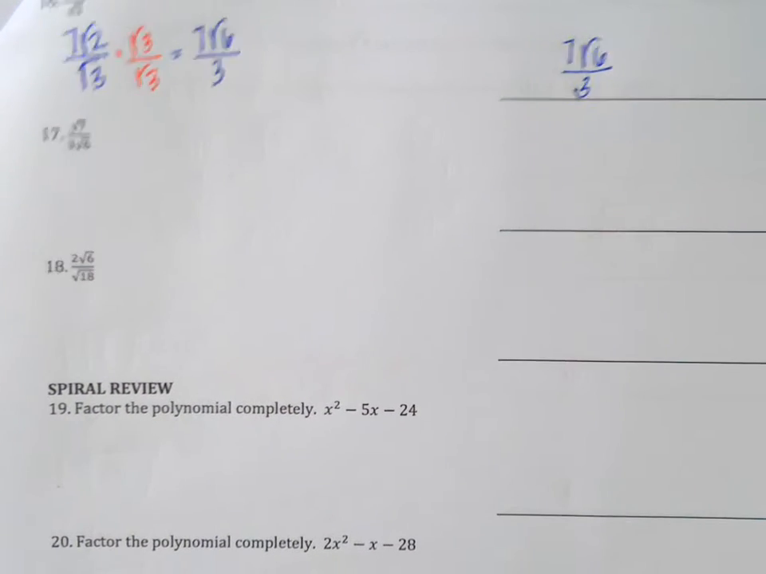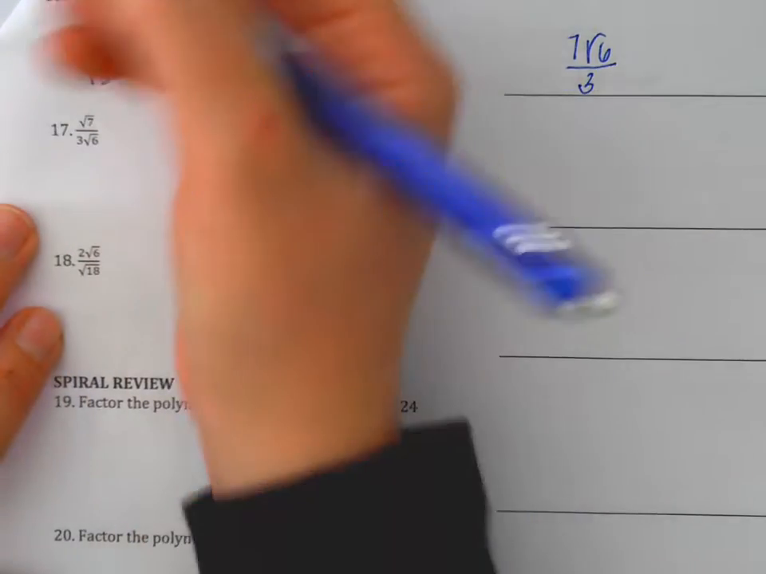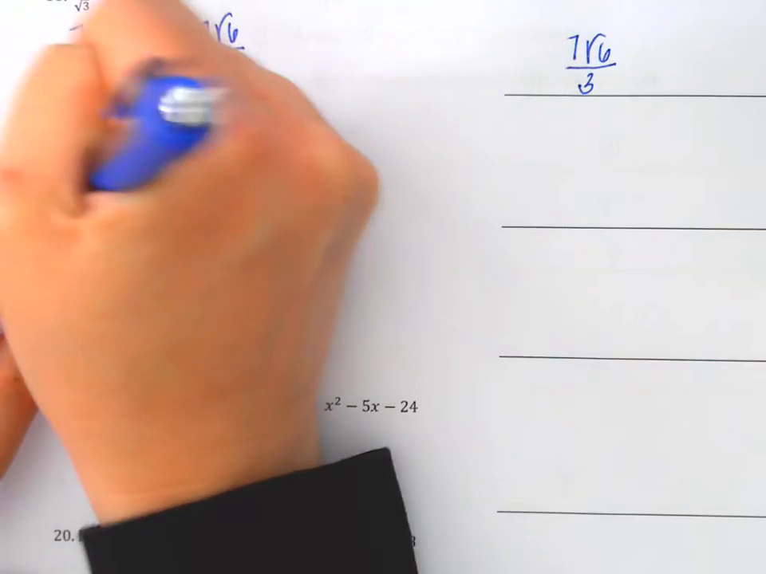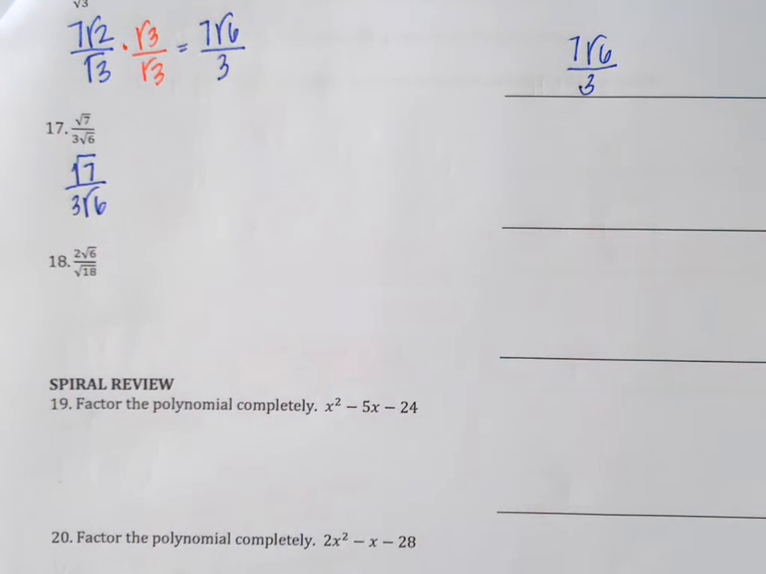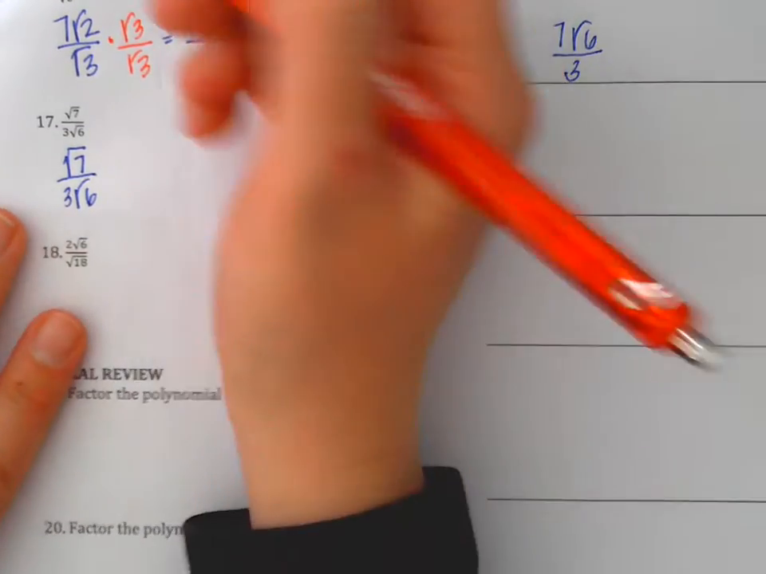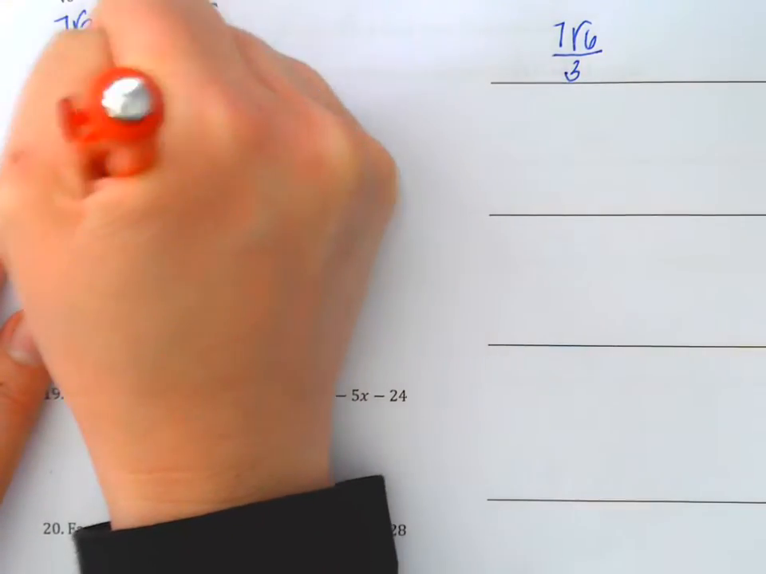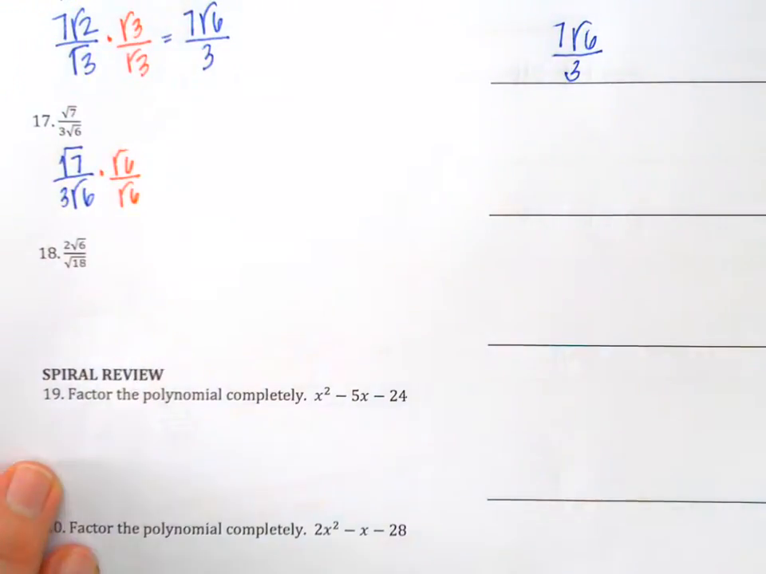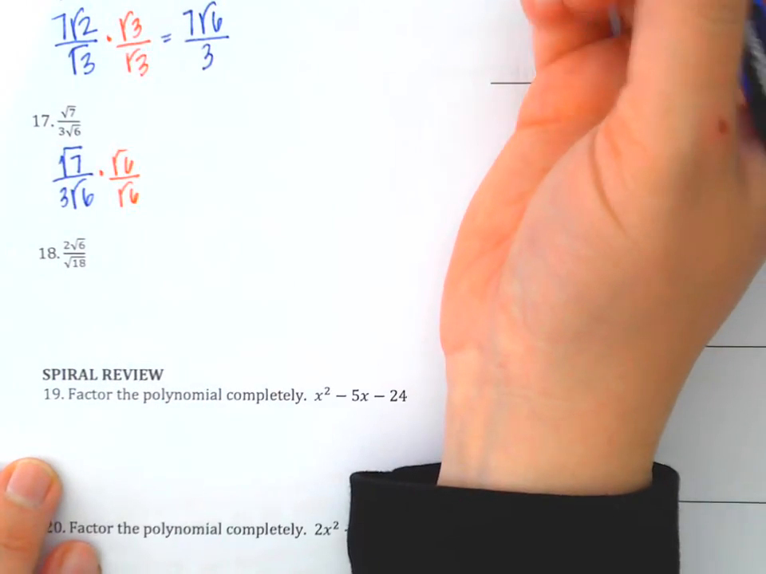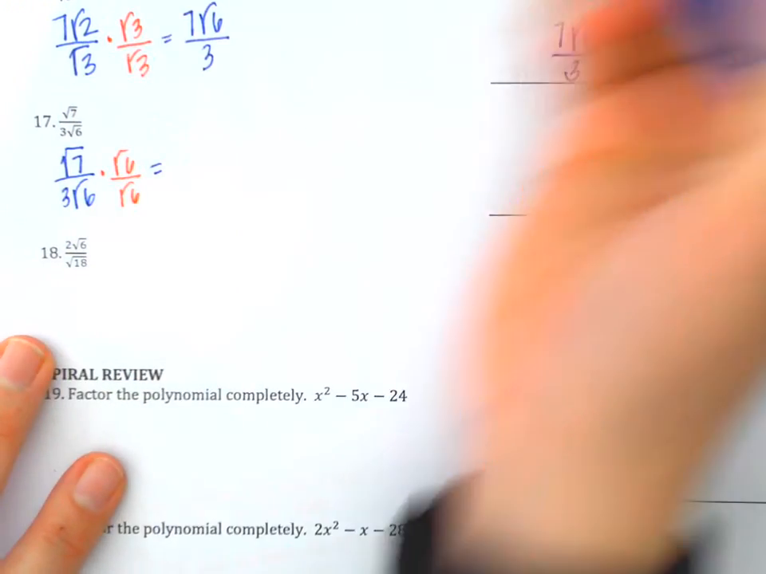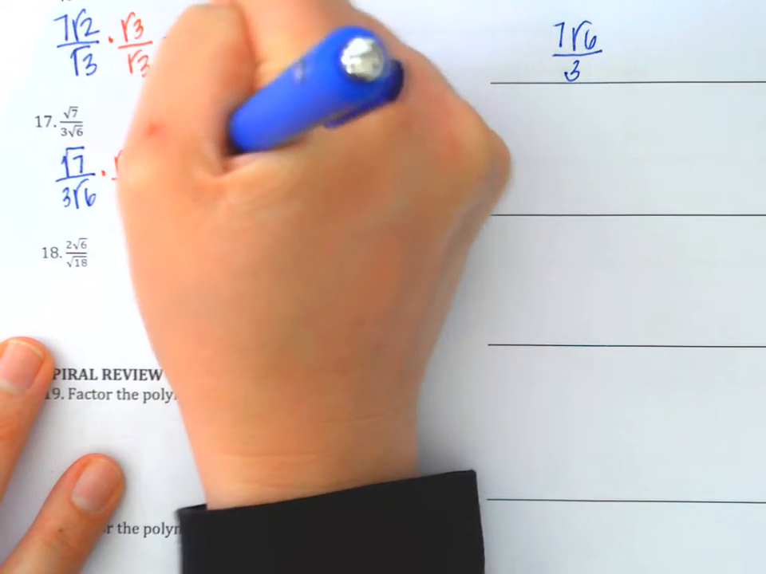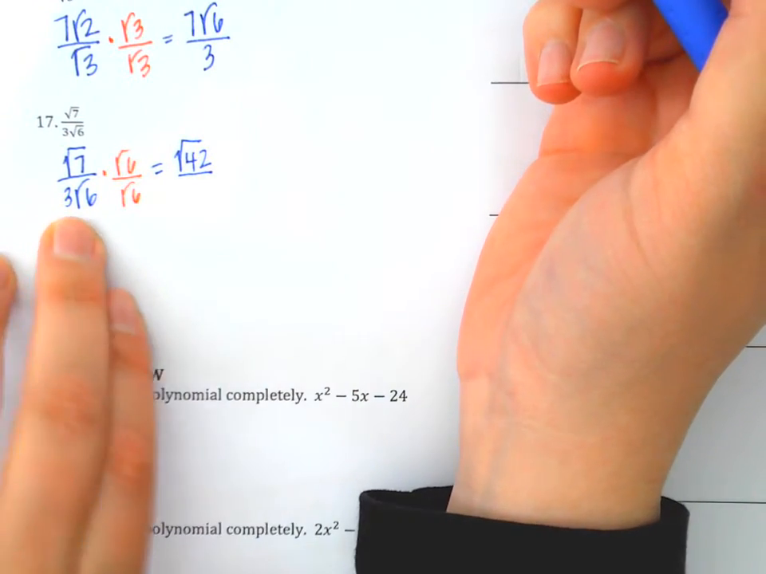And that is that. So let's move on to 17, the one that I originally said. So we have rad 7 over 3 rad 6. I look at just the square root in the denominator, not the number and the square root, just the square root. And what I'm going to do is multiply top and bottom by that square root. Rad 6 over rad 6. Rad 7 times rad 6, those can combine to get me rad 42.